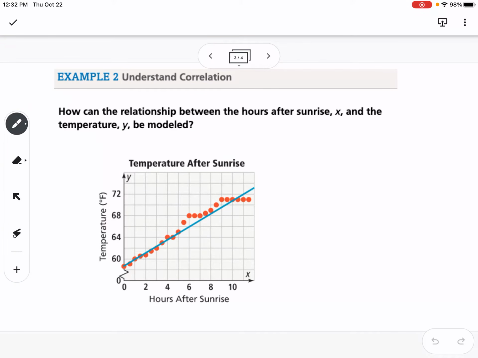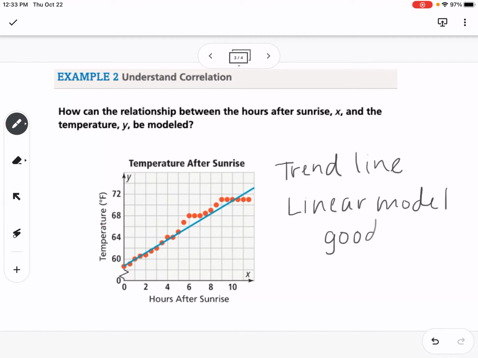Okay, so our example 2 is to understand correlation. So how can the relationship between the hours after sunrise and the temperature be modeled? And so you can see in here that there's a line drawn in. We call that a trend line. So if you can draw a line that models your data points, then it means that a linear model would be a good fit. So if your points all kind of form together and you could draw a line that fits your data, then a linear model would be a good fit.